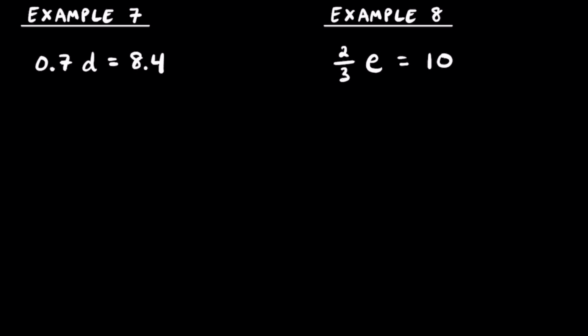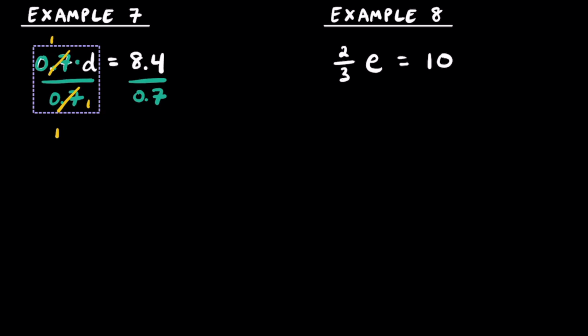For example 7, we got some decimals going on. We have 0.7d, or 7/10 times d, is equal to 8.4. So we know we have multiplication as our operation, and to get rid of this 0.7, or 7/10, we can divide both sides by 0.7. On the left side, these 0.7's are going to cancel out and we're left with 1, so we can write 1 times d on the left side of the equation.